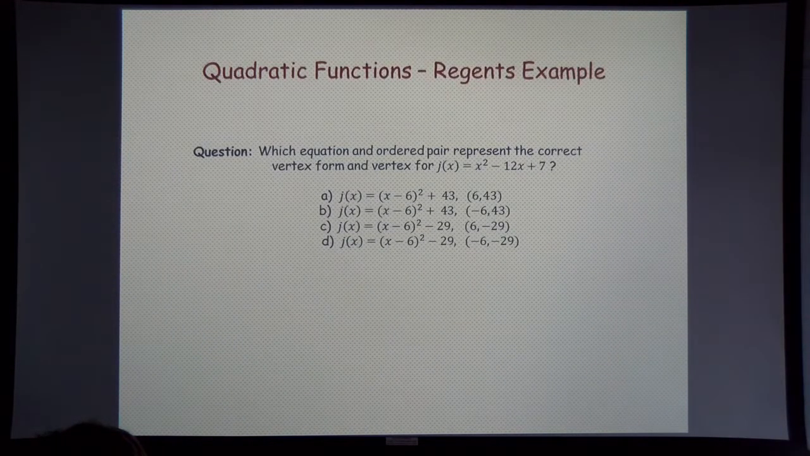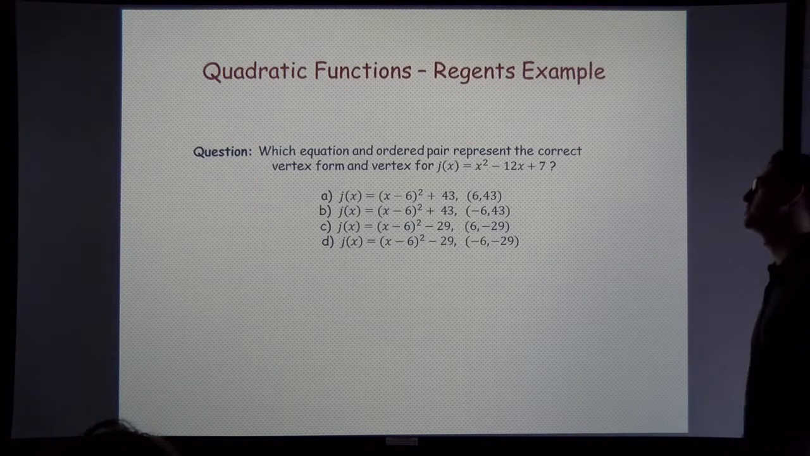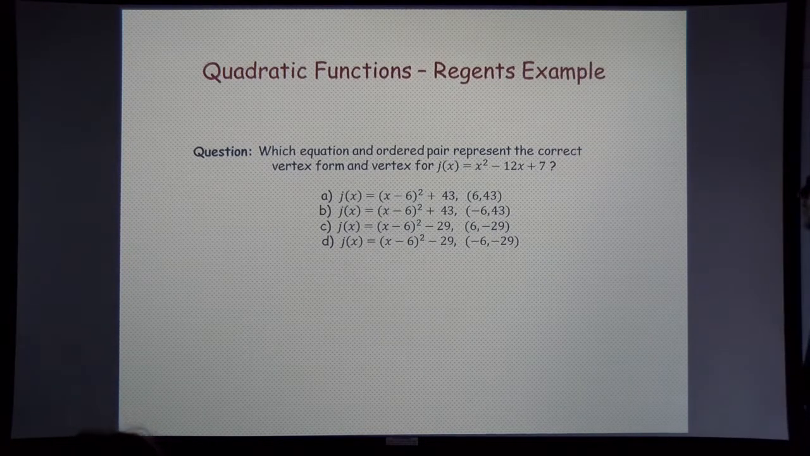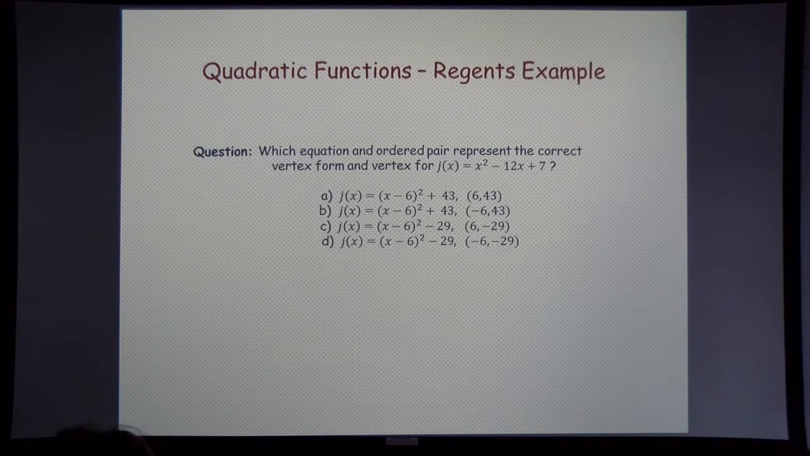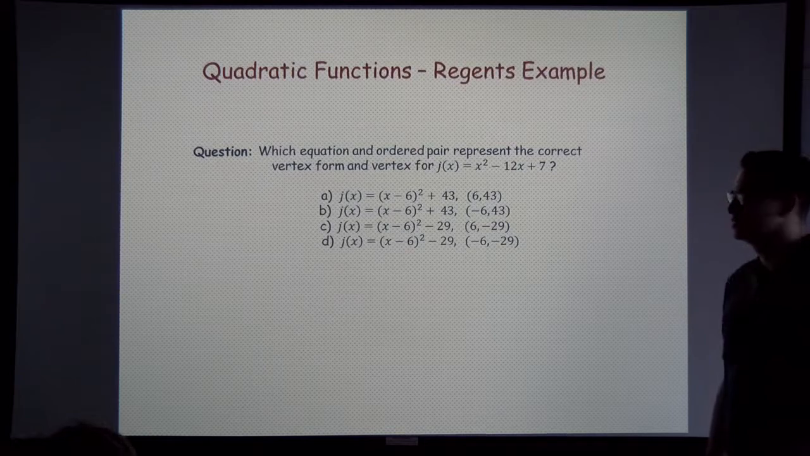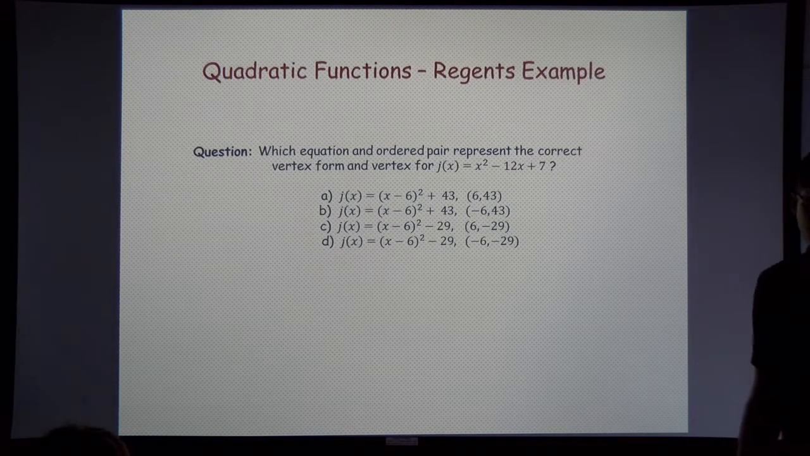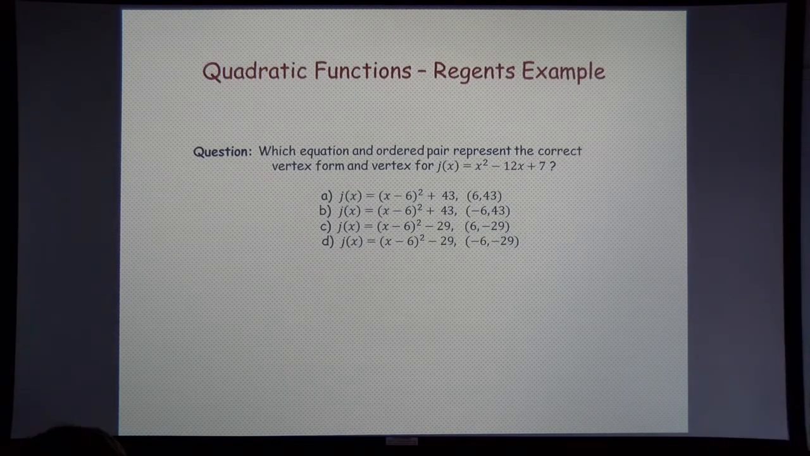So for our example here, which equation and ordered pair represents the correct vertex form and vertex for j of x equals x squared minus 12x plus 7? So take about a minute or so and see what answer we could come up with here.